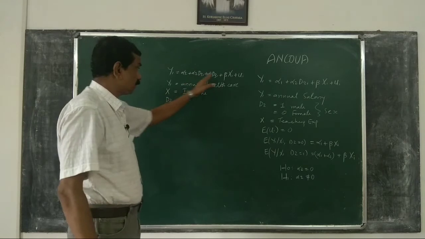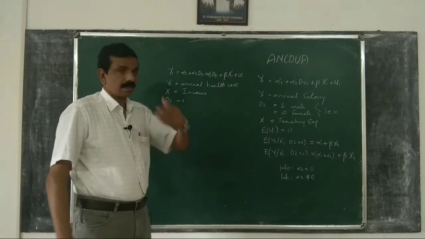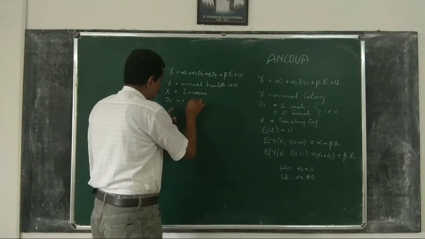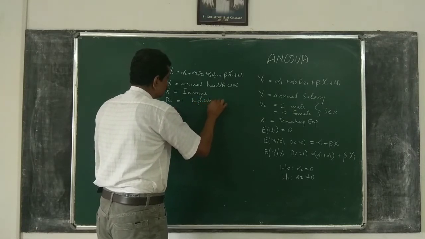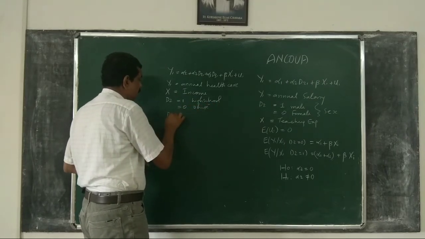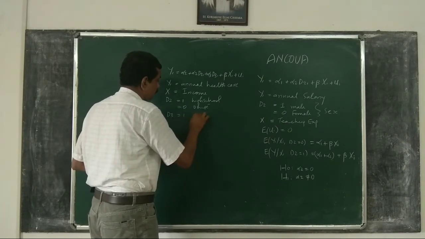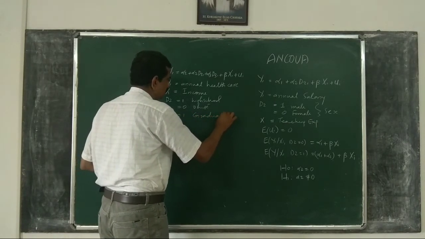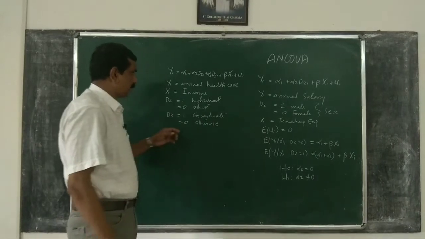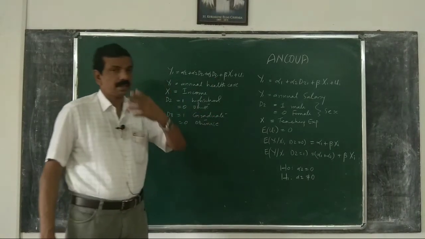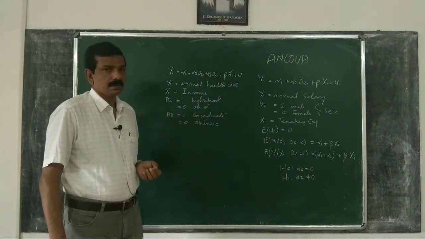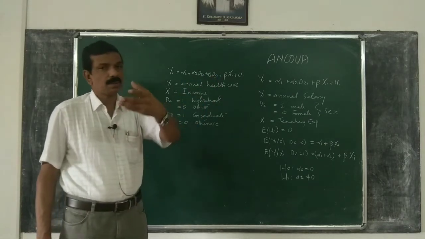Now D2 is equal to 1. We assume that education has three categories, so less than high school, high school and degree. So D2 is 1 if high school level of education, 0 otherwise. D3, 1 if graduate or postgraduate etc., 0 otherwise. Now the base category is a person with less than high school education. We have only one qualitative variable with three levels, so we introduce two dummies.